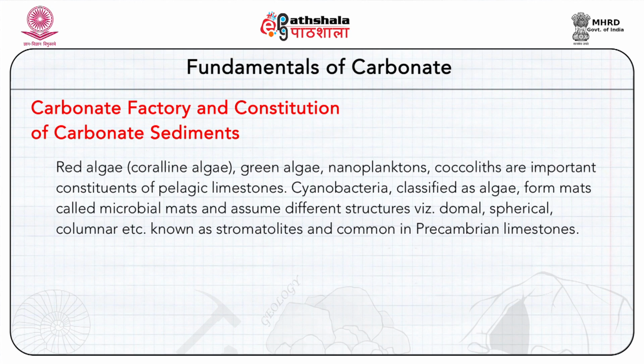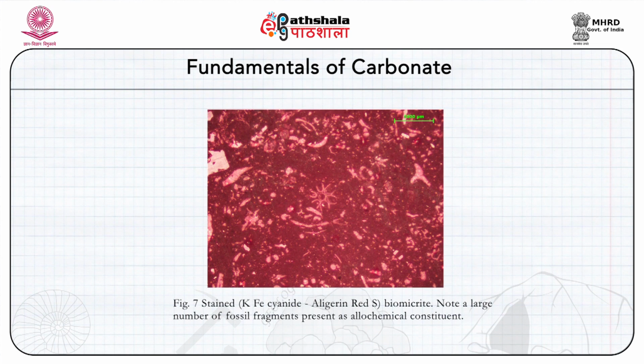Cyanobacteria, classified as algae, form mats called microbial mats and assume different structures, that is domal, spherical, columnar, etc., known as stromatolites and common in Precambrian limestones. Now, this figure shows a stain, that is potassium ferricyanide and alizarin red staining of biomicrite. You can note a large number of fossil fragments present as allochemical constituents within this rock.